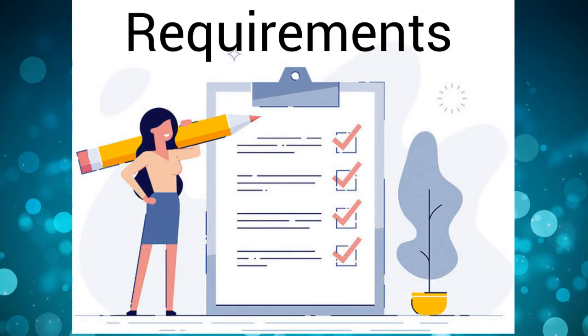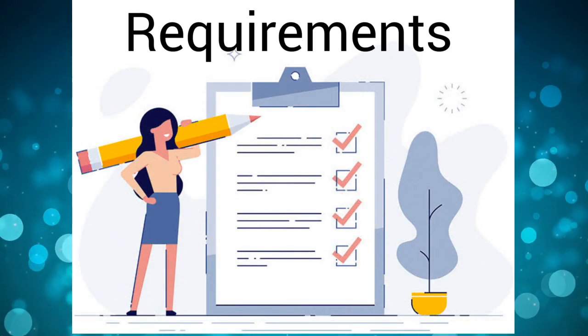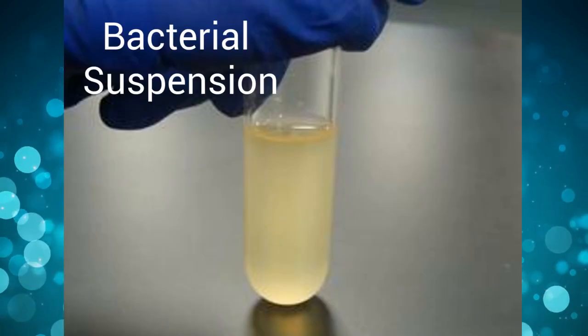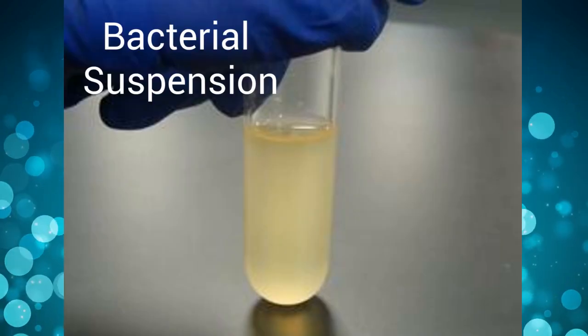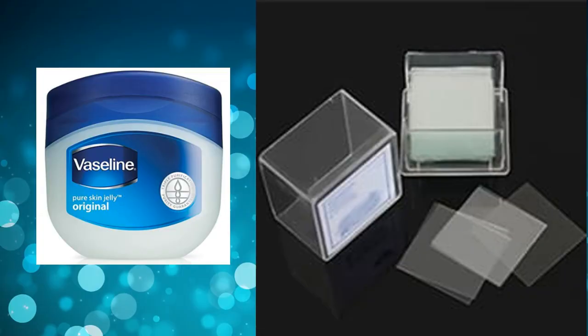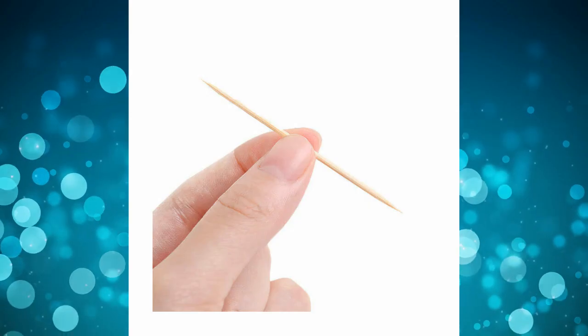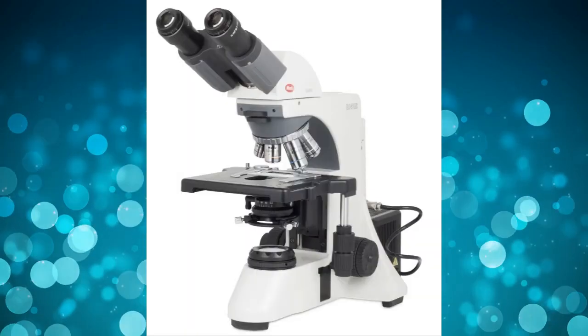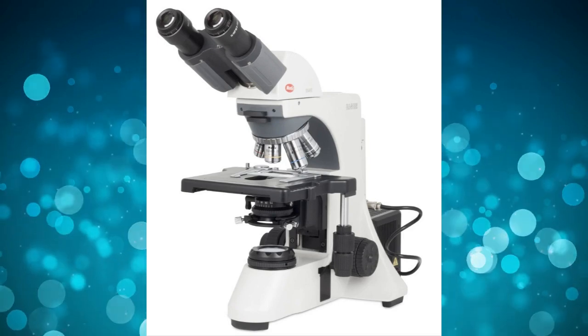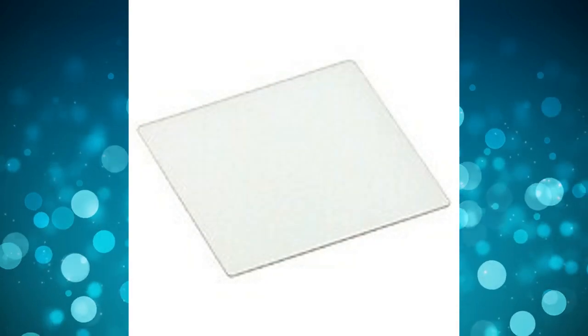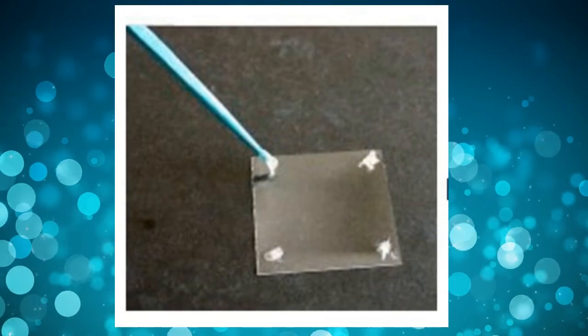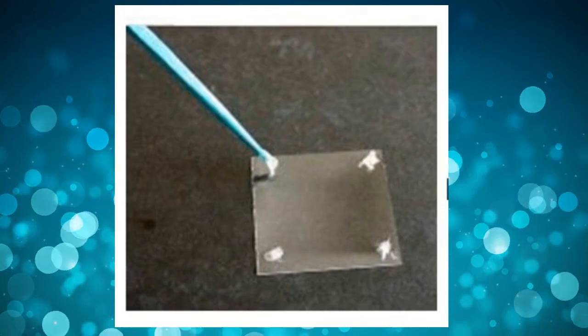For the hanging drop method, we require the following: suspension of the bacterial culture that we want to check for motility, depression glass slide, Vaseline, cover slip, nichrome loop, toothpick, and compound light microscope. The first step is to place a cover slip on a clean surface. Next, we apply Vaseline using a toothpick on the four edges of the cover slip.